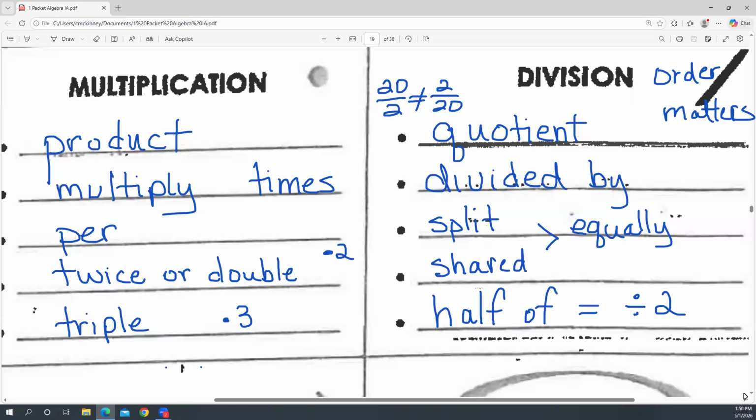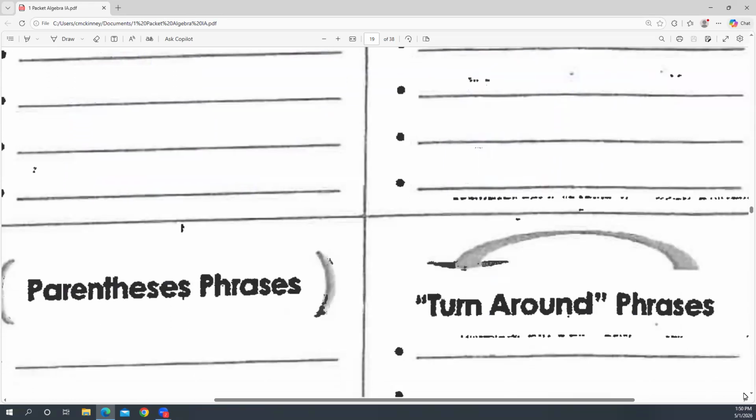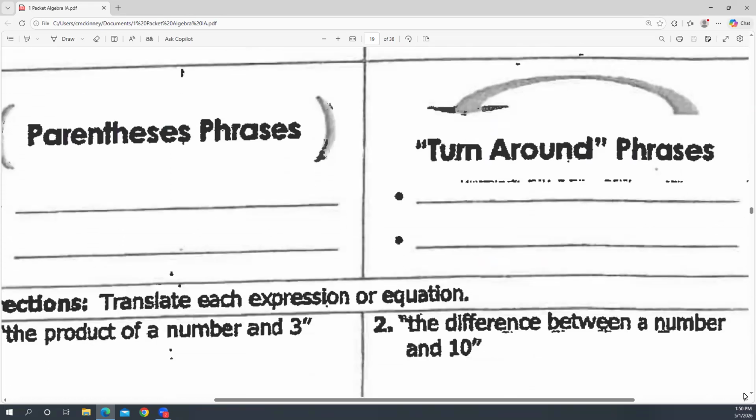Okay. So that gets us through our 4 main operations. And then now we have some phrases that let us know sometimes we have a little more complicated situation that we will be using parentheses. And so one of those, they're similar to each other, but they basically have to do with when we have times or multiply times the sum or times the difference.